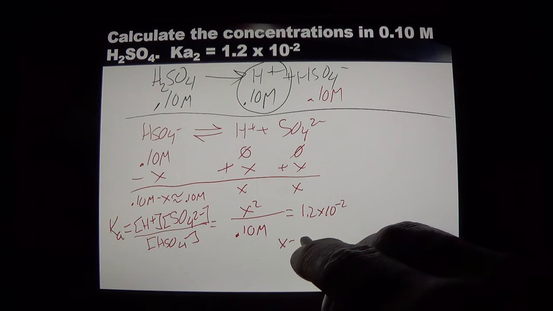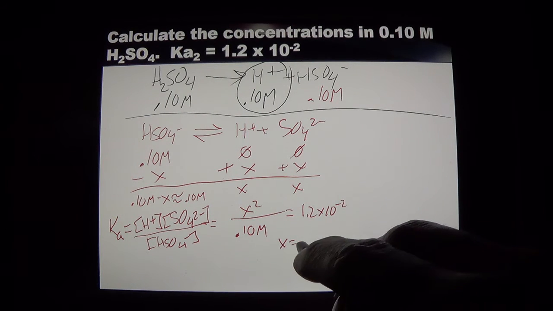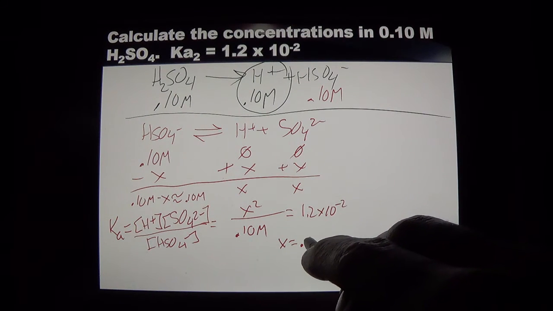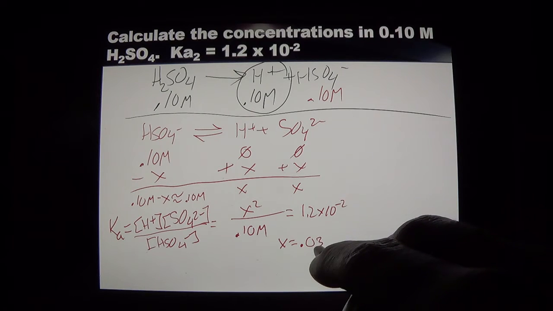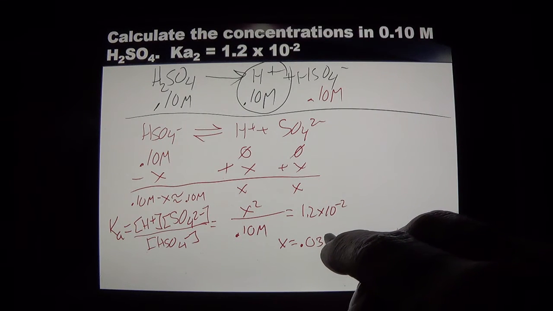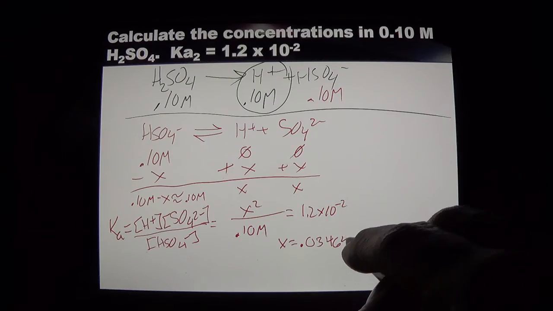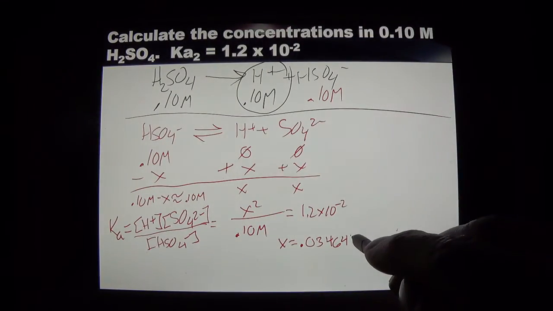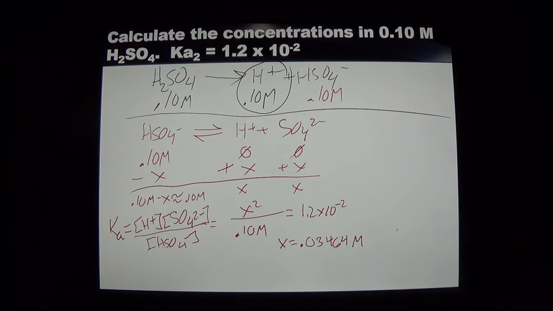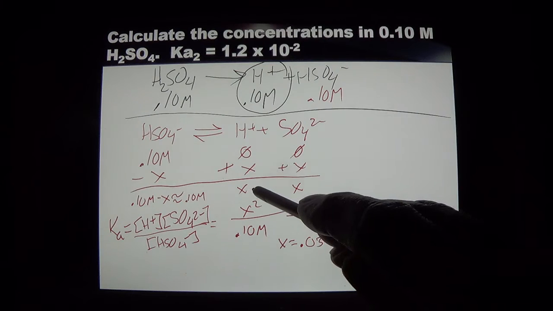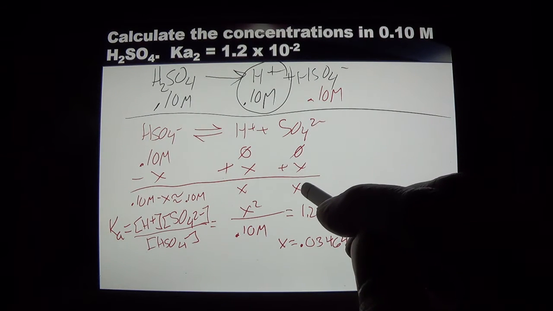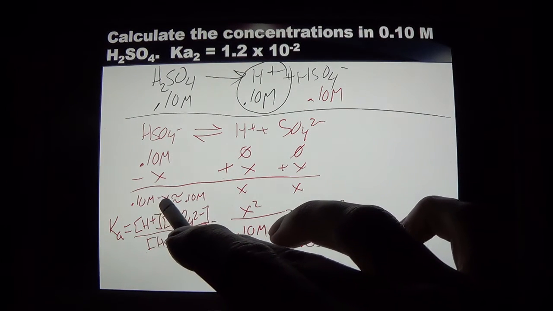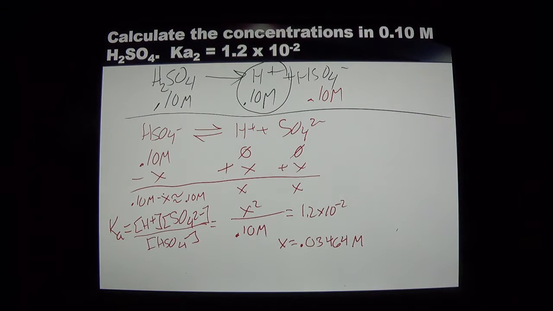X is equal to, let's leave it in decimal form. It'll make it easier to add in just a moment. 0.03464. I'm just writing some random amount of significant digits for now, so we can talk. Now the label is molarity. There we go. What did X equal? Well, X equaled H plus, X equaled SO4 minus, and X equaled how much I should subtract from there.